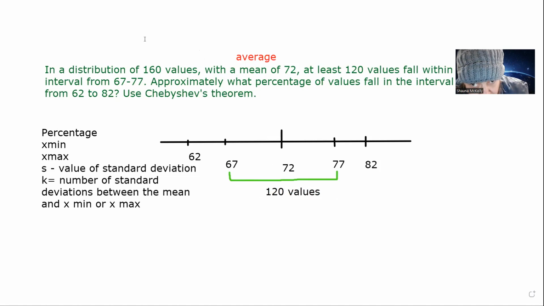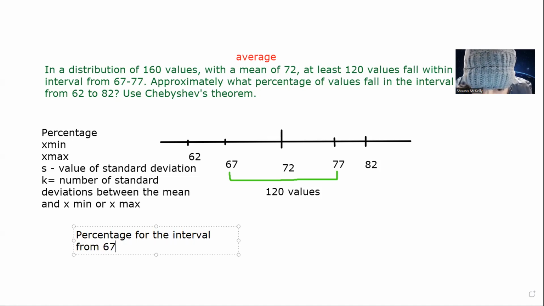So I'm going to find a percentage first. My first step here is to say, all right, this is my percentage for the interval from 67 to 77, okay? That's going to be 120 values divided by the total number of values that I have, which is 160, because it says in a distribution of 160 values. If you work that out on your calculator, 120 divided by 160 reduces to 3/4, which is 0.75, okay? Or if you want to make this a percentage, it's 75%.